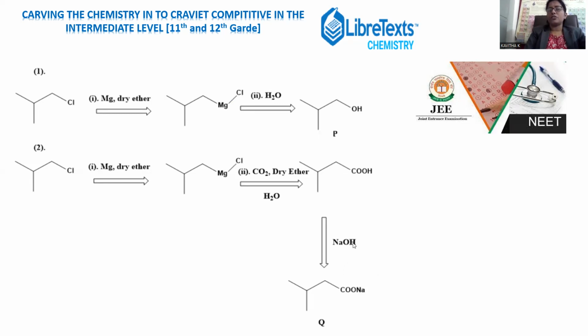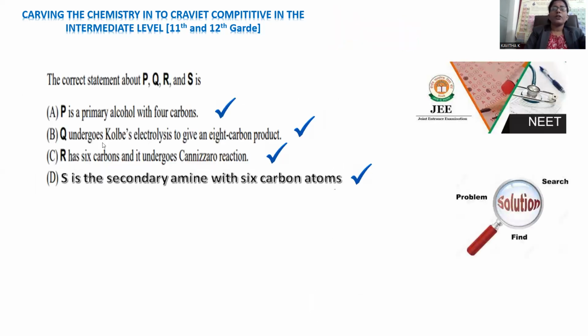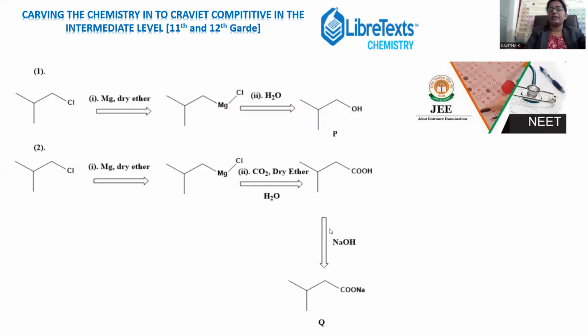Further, they treated it with sodium hydroxide. Sodium hydroxide is the base, COOH is the acid, so in this neutralization reaction we will get the salt called sodium carboxylate. This will be Q, product Q. What are they saying? Q undergoes Kolbe electrolysis to give an 8 carbon chain. Exactly. Why? Though we have 5 carbons in this molecule, upon Kolbe electrolysis, according to our previous explanation, the number of carbons should be doubled, no? So it should become 10.